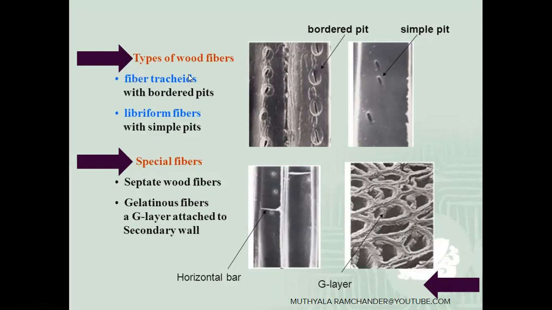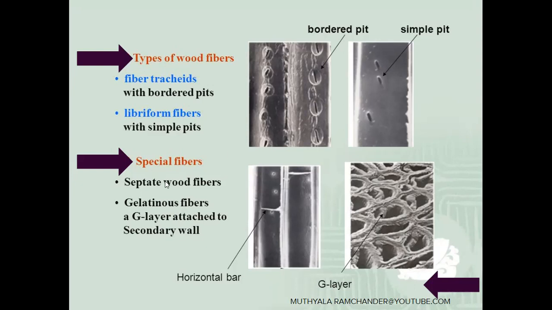One is fiber tracheids with bordered pits. The other is libriform fibers with simple pits. See, these are the bordered pits in the xylem, and these are the simple pits in the xylem cells. Bordered pits show an arc or crescent shape in the walls, and simple pits are simple pore-like structures present in the xylem walls.